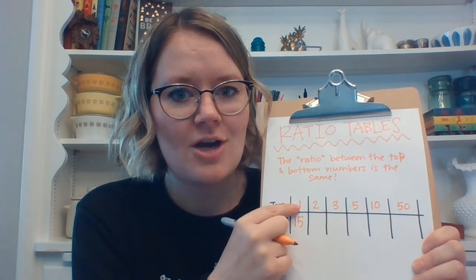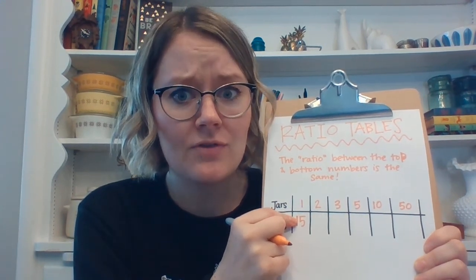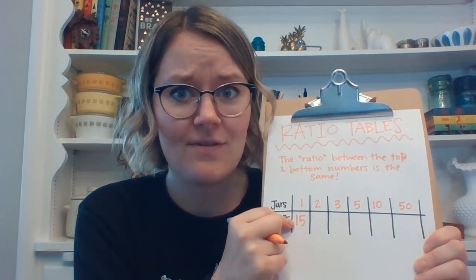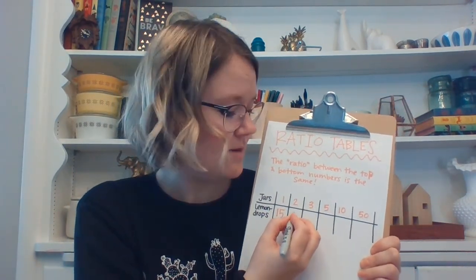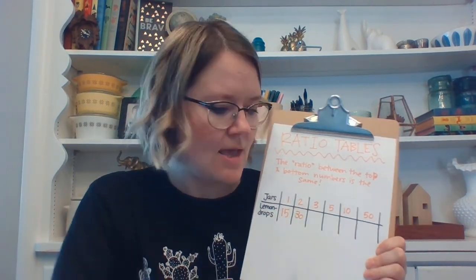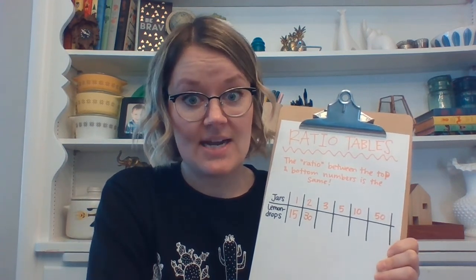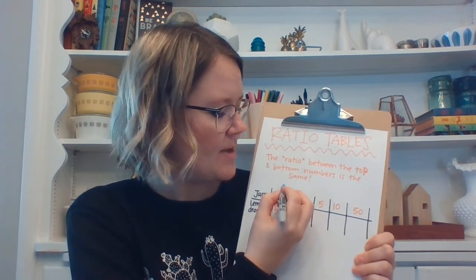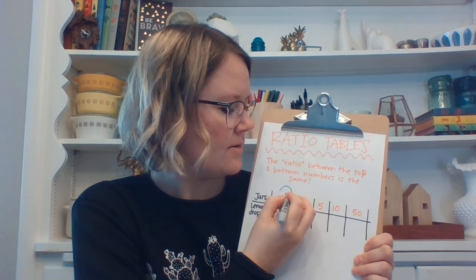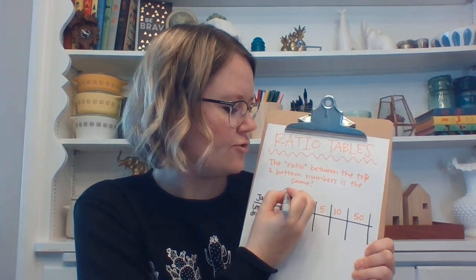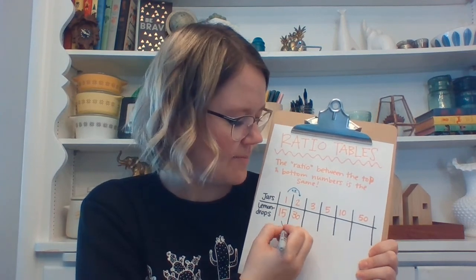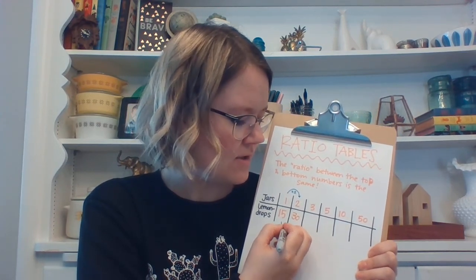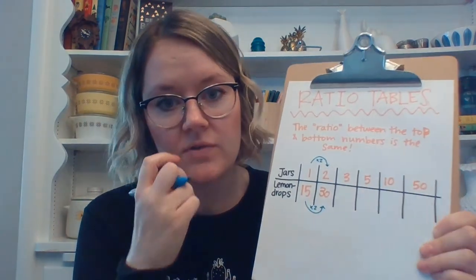If one jar has 15, I'm picturing 2 jars that each have 15 in them. So 2 jars would hold double 15, which is 30. I can model what I just did there. The way I thought about it is that I doubled this one jar to get to 2 jars, which means I had to double the number of lemon drops. So I like to show that constant relationship using little arrows.